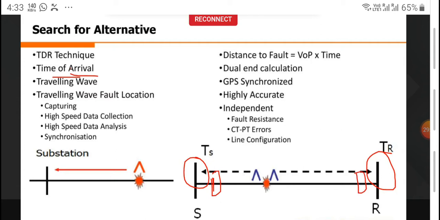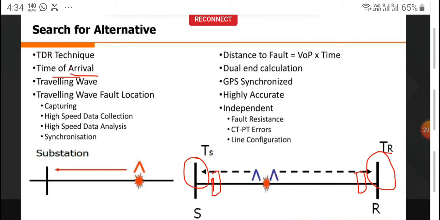Now what exactly happens is, why do we require this calibration? As we are telling, this is a transmission line, it does not depend upon the line parameters, unlike the impedance methods. And because of that, we are claiming that it has a very good accuracy of 150 meters. Then why do we require calibration?